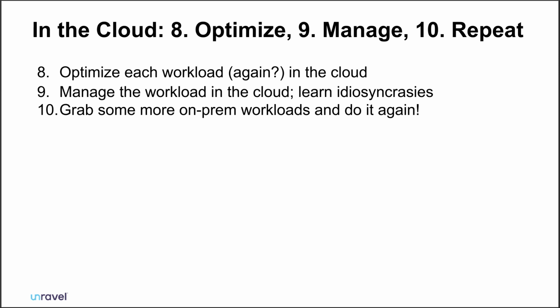A few more steps. Once you're in the cloud, and Unravel does this, but we're not going to talk much about it today. We're really talking about the on-premises and migration to the cloud rather than life in the cloud. But you optimize each workload in the cloud, and if you optimized it before you moved it, you have to optimize it again after you moved it. You manage the workload in the cloud, learn the idiosyncrasies of how it works, and then you grab some more workloads and do it all over again.